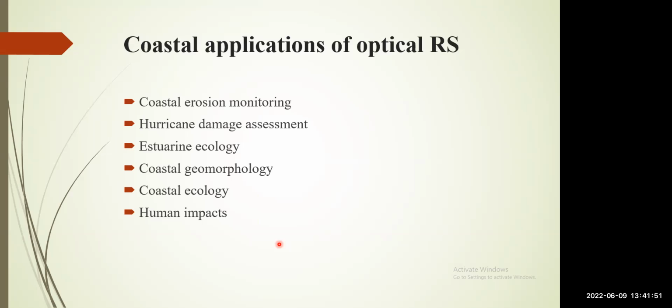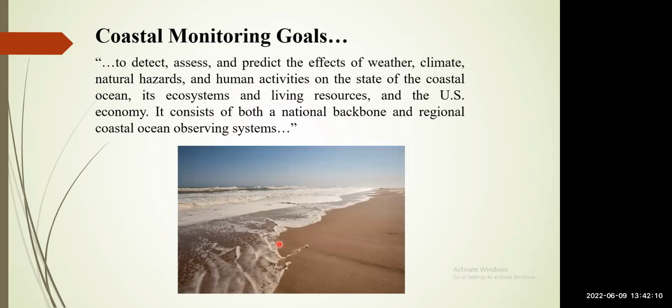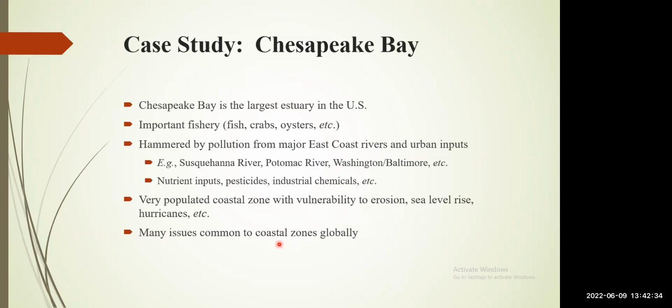Also coastal applications of optical remote sensing: coastal erosion monitoring, hurricane damage assessment, and also estuarine ecology, coastal geomorphology, coastal ecology, and human impacts. Now multiple coastal monitoring tools are there, like natural hazards, climate, weather, and also ecosystems and living resources and the US economy. It consists of both the national backbone and regional coastal ocean observing systems.